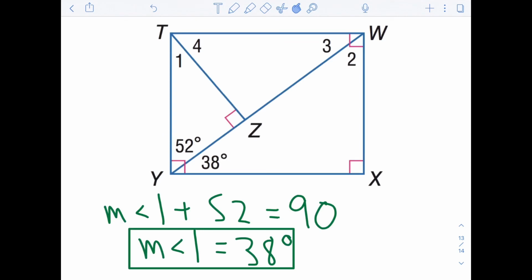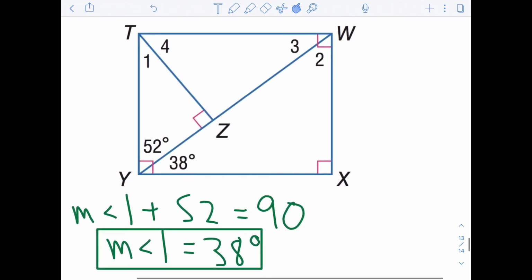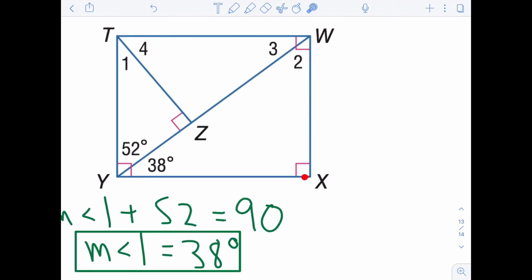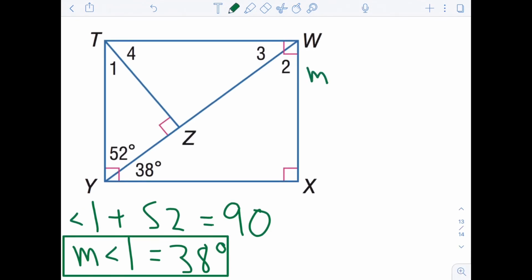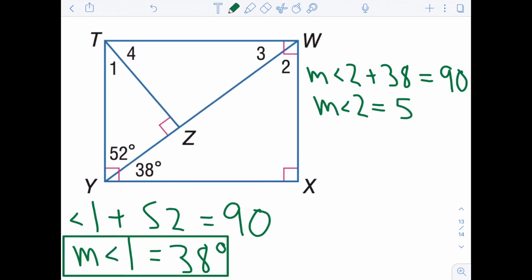So now let's find the measure of angle 2. So now we have to look at this triangle right here. And based off the corollary to the triangle angle sum theorem, we know that the measure of angle 2 plus 38 also equals 90 because those are the acute angles in this entire triangle right here. So if you subtract 38 from both sides, you'll get that the measure of angle 2 is 52. So it's a 52-degree angle.